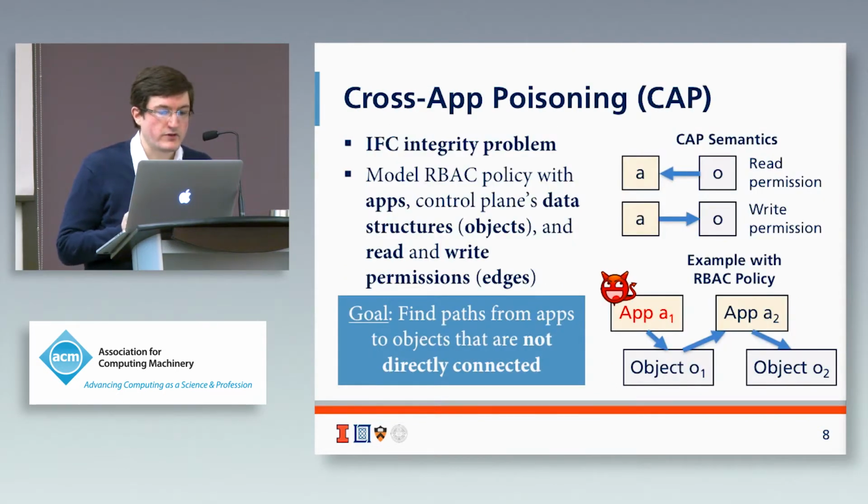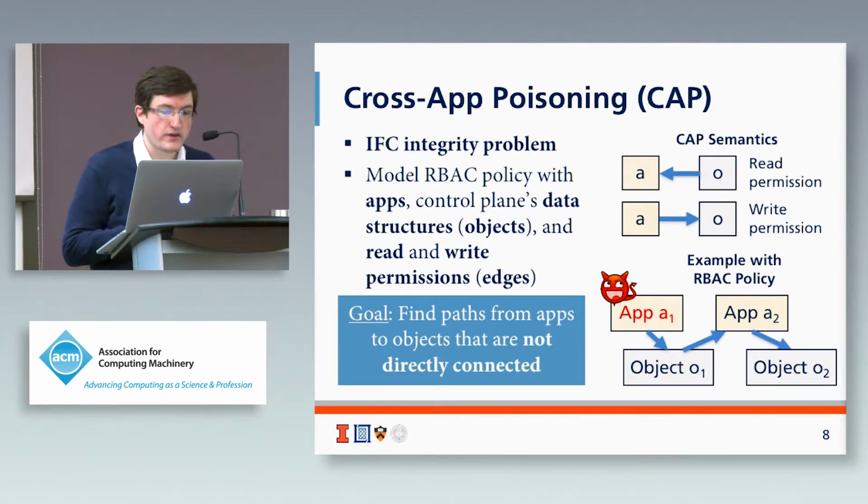So let me give a brief explanation about what cross-app poisoning actually is. It's the information flow control integrity problem for SDN. Essentially, here we're trying to figure out which applications are influencing which other applications. To do that, we start with a role-based access control policy model. We look at different applications that live within the control plane, different objects that live within the control plane as well, and read and write permissions, that is, which applications can read from and write to these objects. And then from that, we produce a graph that shows the connectivity among all of these.